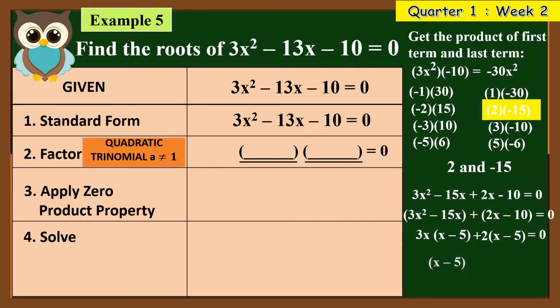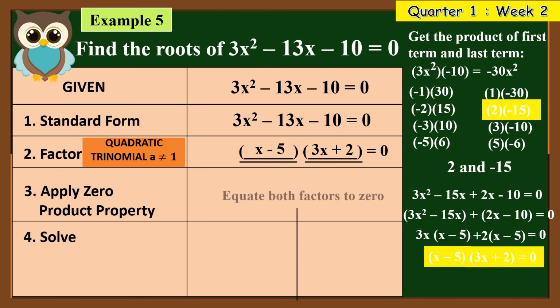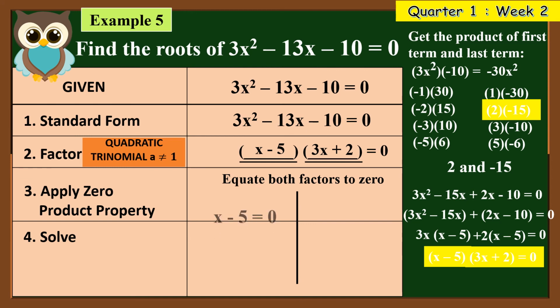So, clearly, the factors of the given quadratic trinomial are x minus 5 and 3x plus 2. So, we'll just simply copy it and rewrite it in the space provided. So, these are the factors of a given quadratic trinomial wherein your a is not equal to 1. Then, we are now to equate both factors to 0. So, you have your x minus 5 is equal to 0, and 3x plus 2 is equal to 0.